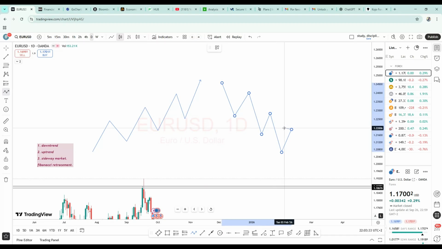It is always lower than this high, and this new low is always lower than this previous low. So this is going to be your downtrend.